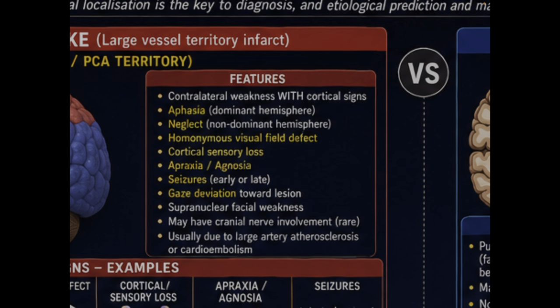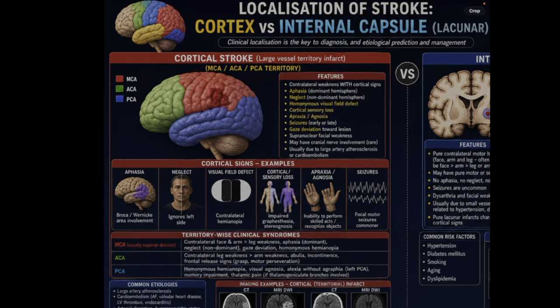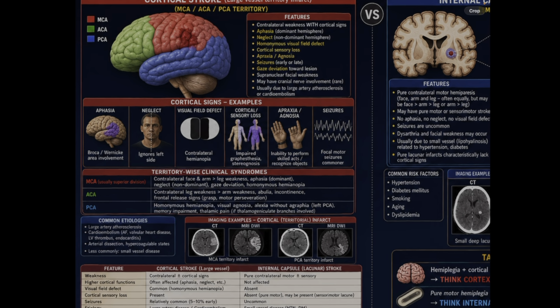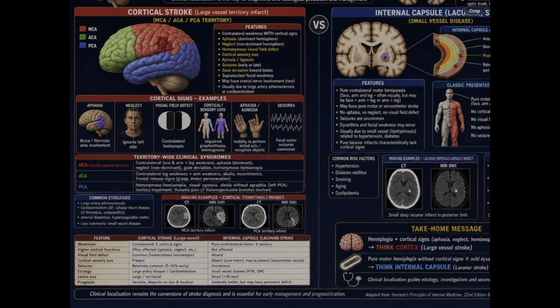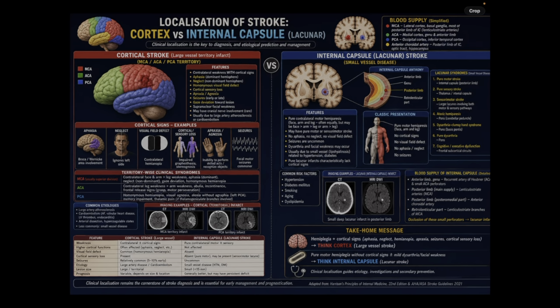Broca's aphasia causes non-fluent speech. Wernicke's aphasia causes fluent but meaningless speech, with no meaning to the speech. Global aphasia occurs with extensive MCA infarction.